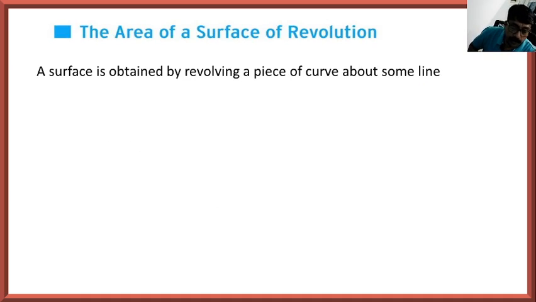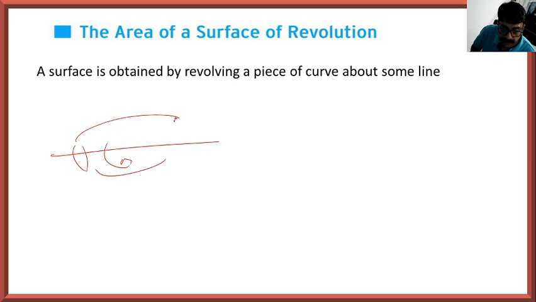Now we will go to another concept called area of surface of revolution. Now, how do we get a surface? By rotating a curve about some line. Suppose we have a line here and a curve like this. When it is rotated about this line, it actually forms a surface. And what is the surface area of the surface we are getting?